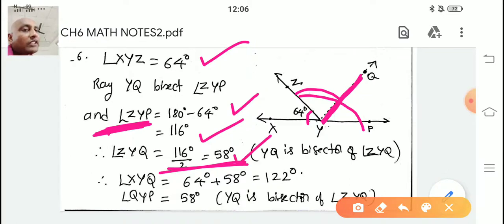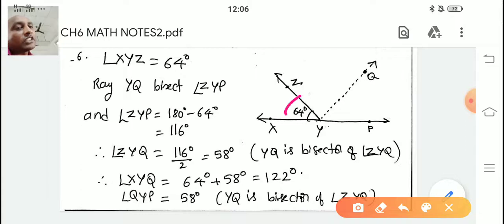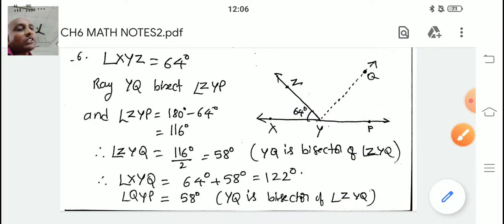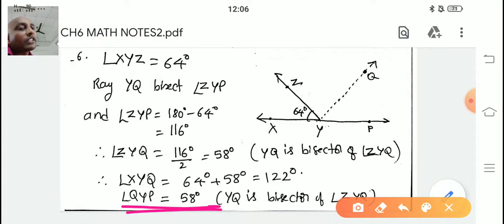So XYQ will be 64 plus 58. This is 64, this is 58. So XYQ will be the sum of these, so we get 122 degrees. Similarly, QYP you can also write as 58, since YQ is a bisector. So this is 58, this is 58, because the whole is 116.